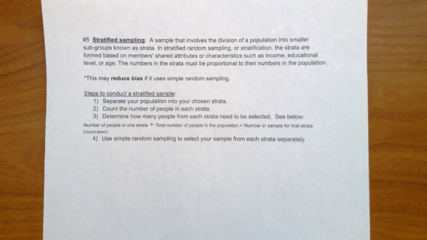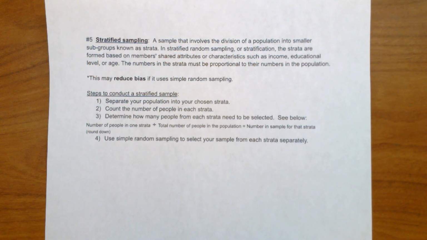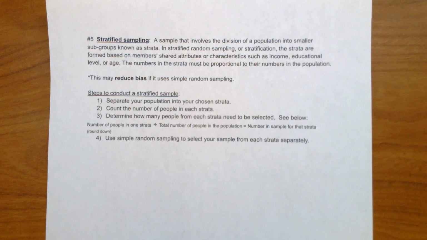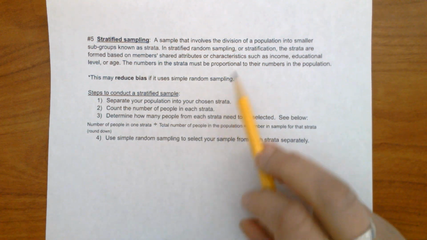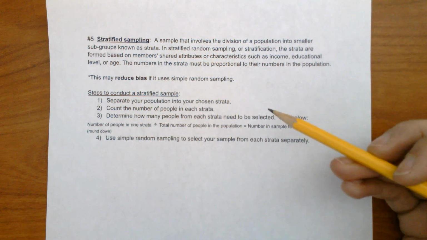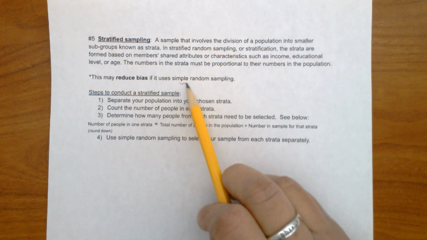Okay, and then stratified sampling, a sample that involves the division of a population into smaller subgroups known as strata. In stratified random sampling or stratification, the strata are formed based on members sharing attributes or characteristics such as income, educational level, or age. The numbers in each strata must be proportional to their numbers in the population. So if we have 100, you should probably choose 10 from each strata.